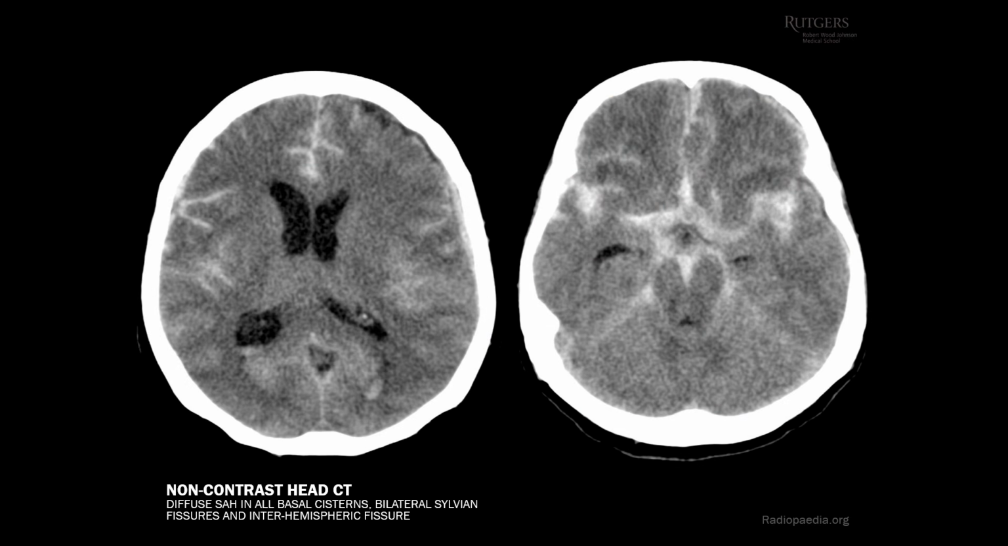Here is an example of subarachnoid hemorrhage on a non-contrast head CT. You should be a professional by now. You know that you're looking up through the jaw of the patient, the eyeballs are pointing up to the ceiling, and the patient's right is on your left. These are two different axial slices from the same patient. On the left is a slice through the basal ganglia, and on the right, it's through the midbrain.